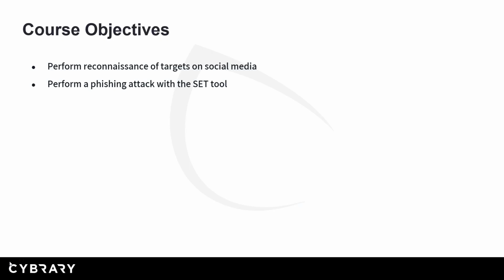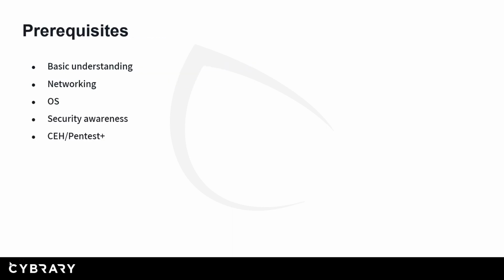So our objectives in this course are to perform some reconnaissance of different targets on social media. One of our labs will be a very fake social media profile inside of the Cybrary lab environment. And then we have another lab where we'll take a look at another fake social media profile, but one that I created on Facebook. And then we're also going to be performing a phishing attack with the Social Engineering Toolkit, or the SET tool.